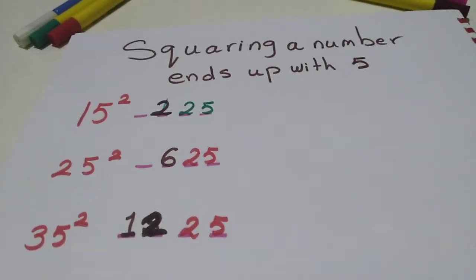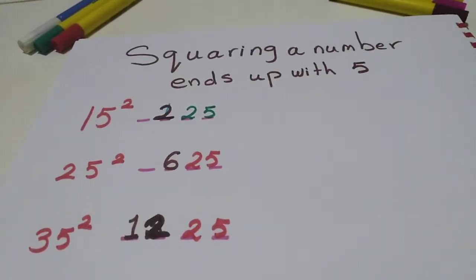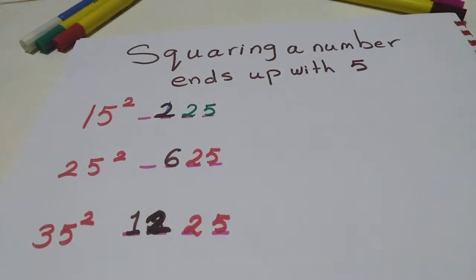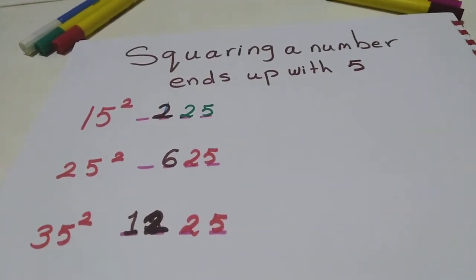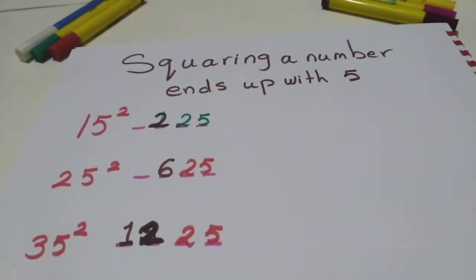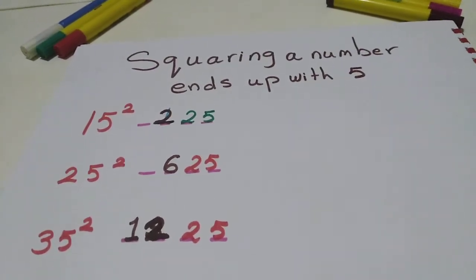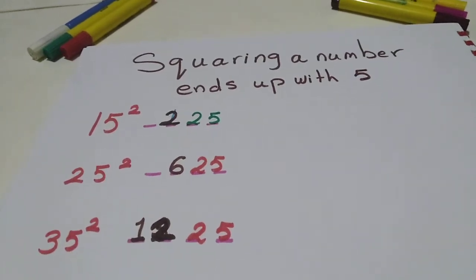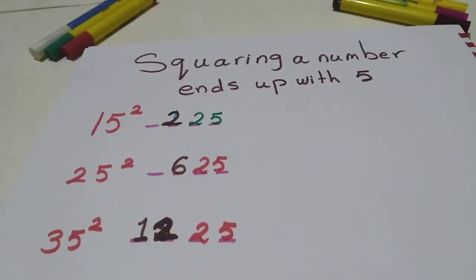Okay, squaring a number that ends with 5. How to get 5 squared, 15 squared, 25 squared, or 35 squared? With no steps, we're gonna do it. How? For example, 15 times 15, or 15 squared, power 2.